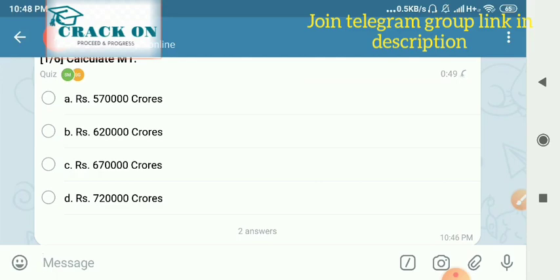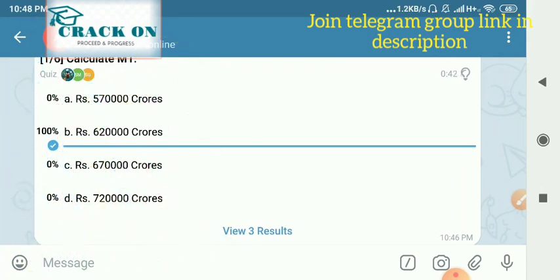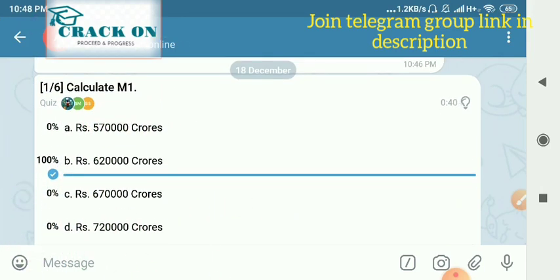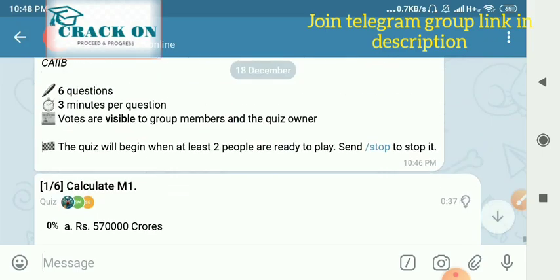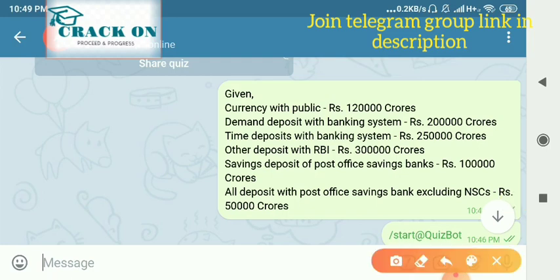We can see the answer is option B. That's how we need to solve, and this is very important. For M1 we need to include currency with the public, demand deposits with the banking system, and other deposits with the RBI. This is M1. So let's see the next one.